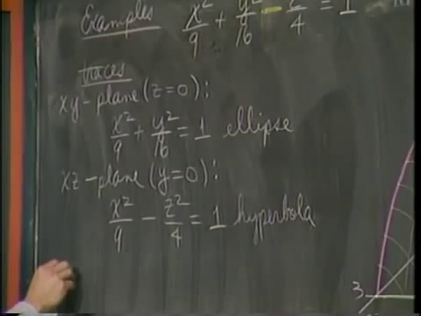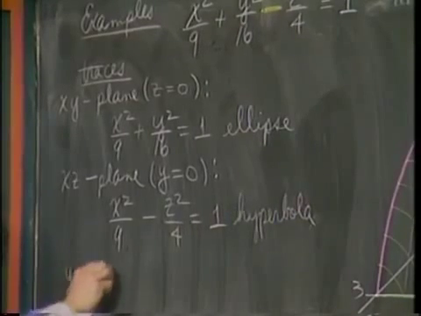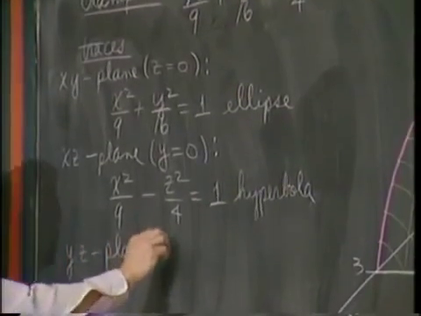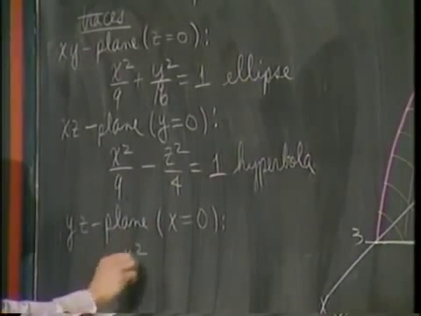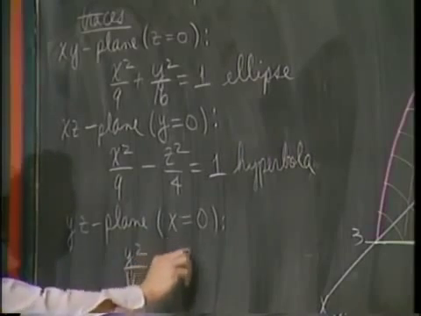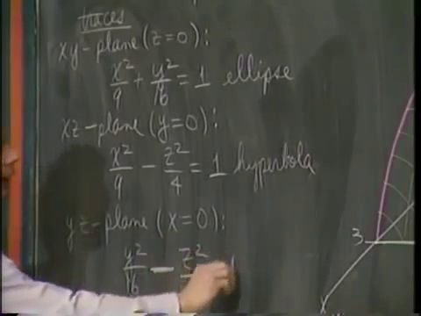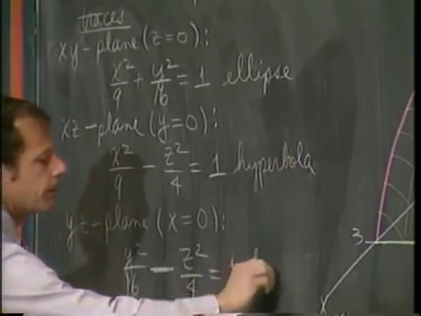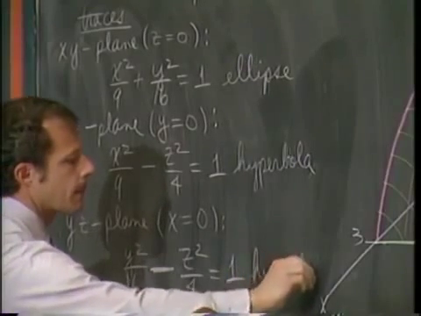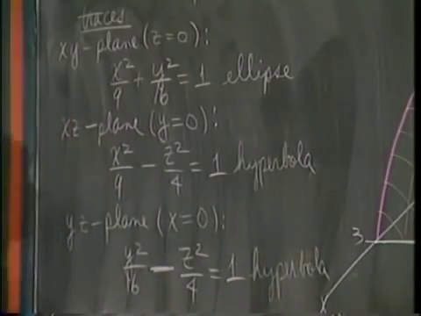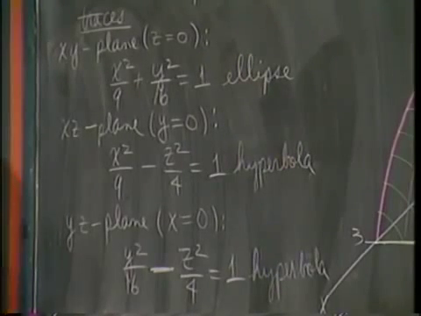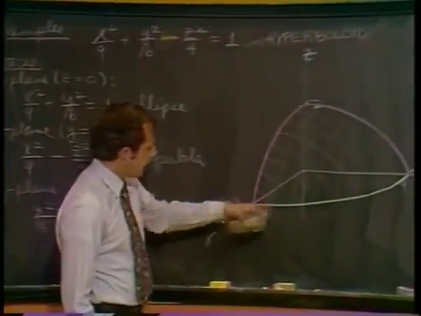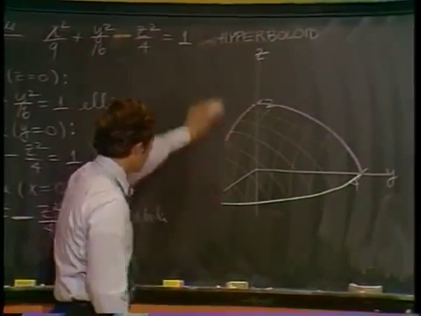And the same thing will be true in the yz plane. When x equals 0, you'll have y squared over 16 minus z squared over 4 equals 1, another hyperbola. So the only thing that stays the same is this green curve down here. Let's start all over then.